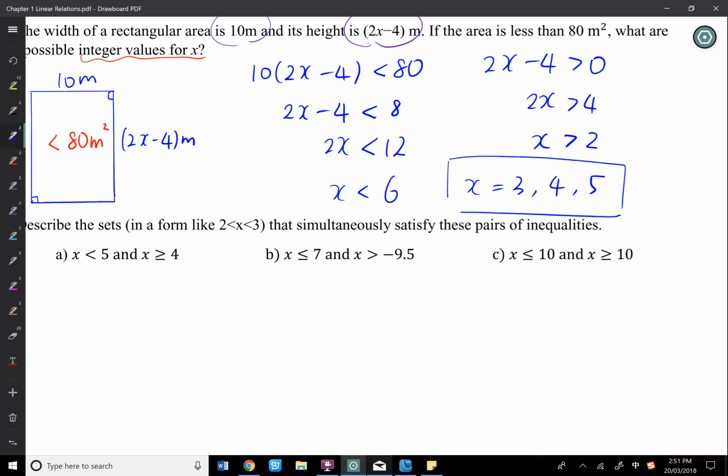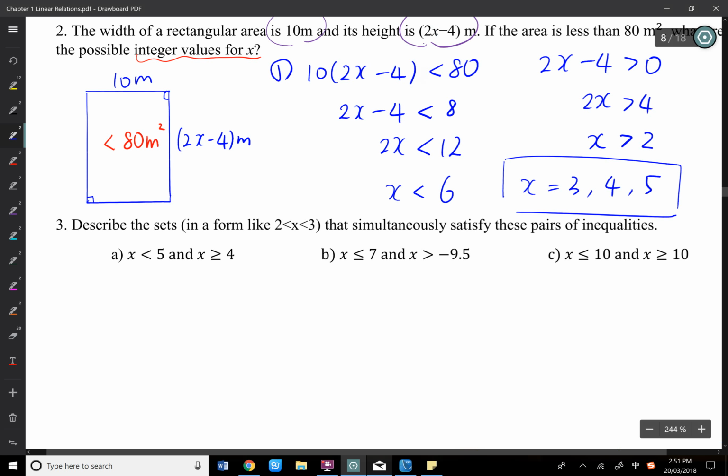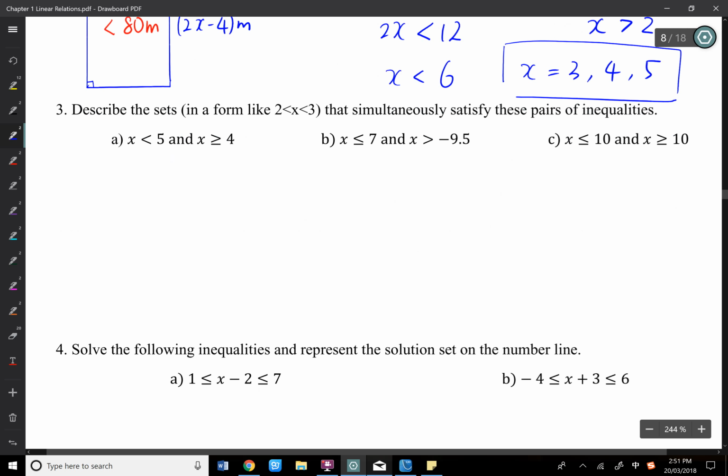Alright. Any other questions about this one? So we have inequality 1 and inequality 2. Alright, example 3.